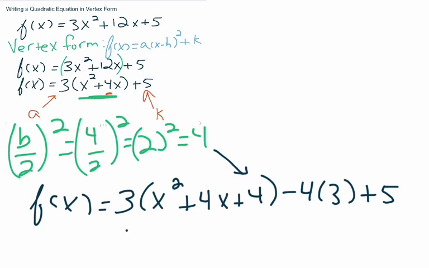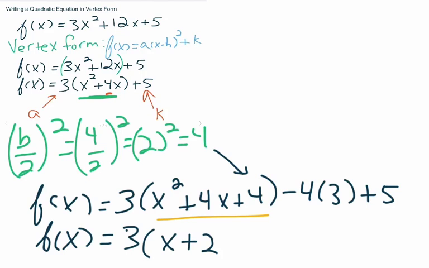Anyway, once we get to this point, we can finish up. We're going to factor x squared plus 4x plus 4. And since we completed the square, that gives us a perfect square trinomial. That factors out to x plus 2 squared. So we have 3 times x plus 2 squared. And then we have minus 12 plus 5, which equals negative 7.